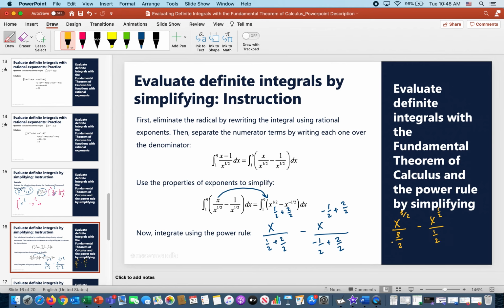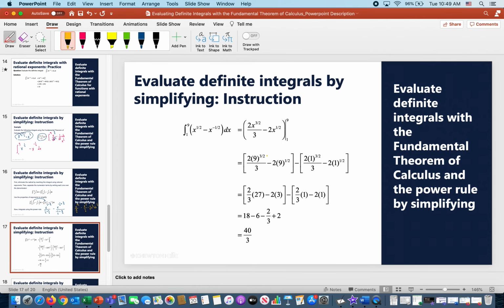So we talked about this a few minutes ago. We can change this to 2/3 x to the 3/2 minus 2, that's not very pretty there, minus 2 x to the 1/2, okay? And that's what we show you in this next slide here. Notice we're going to plug in 9 and 1. So I've got 9 to the 3/2 power and 1 to the 3/2 power. I like 1 to the 3/2 power. It's just going to be 1. So this guy right here is 2/3 minus 2.